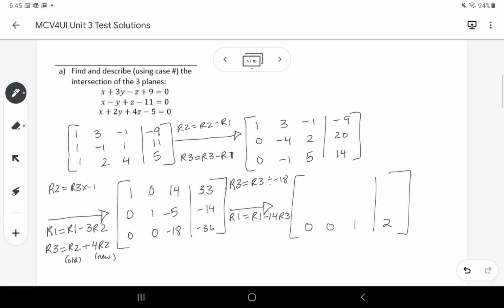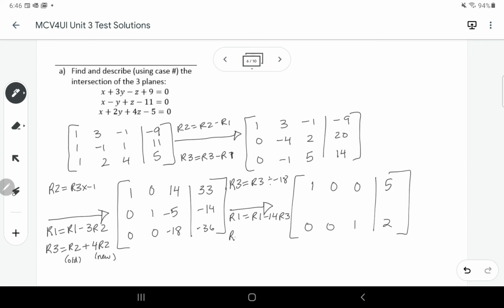So I have 1 minus 14 times 0 is 1. 0 minus 14 times 0 is 0. 14 minus 14 times 1, so 14 there minus this guy, will get me that 0 in the top right that I want. Now I've got the only one with actual numbers. I have 33 minus 14 times 2, which is 5.